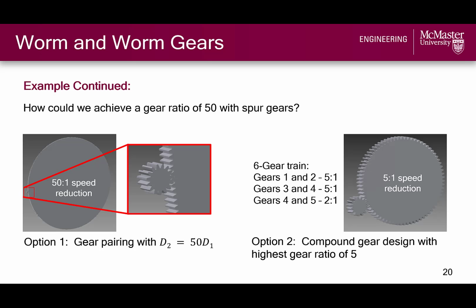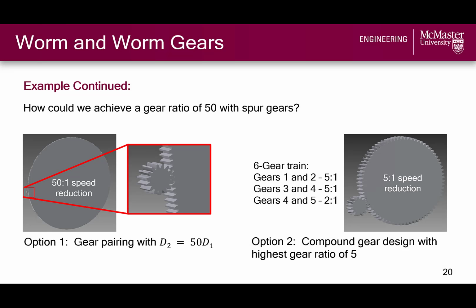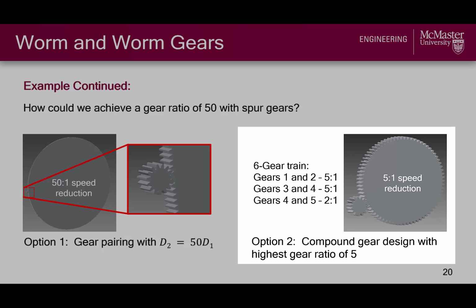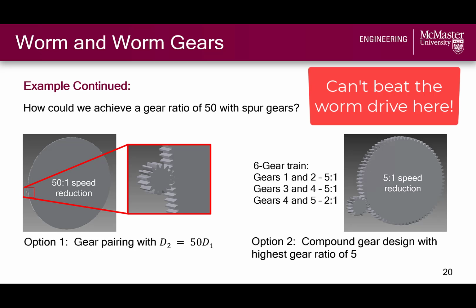If we had tried to achieve this ratio with spur gears instead, we could pair an input pinion with an output gear 50 times the pinion's diameter, which would be a terrible design. Or we could try out a compound gear train design, for example, a 6-gear train composed of 3 gear sets with individual gear ratios of 5, 5, and 2. This might be better than our first option, but it is still a lot more cumbersome than the simple worm and worm gear design.